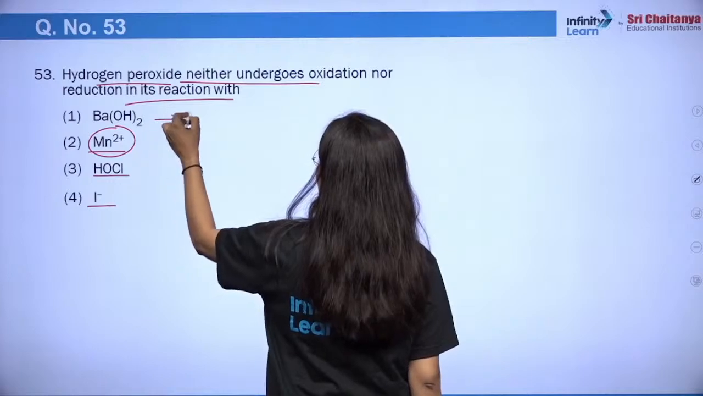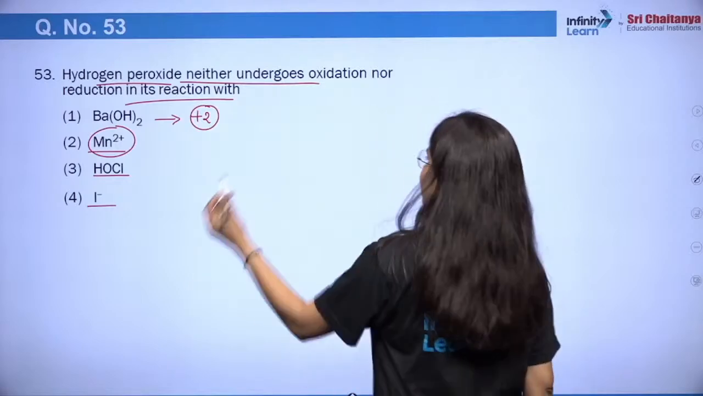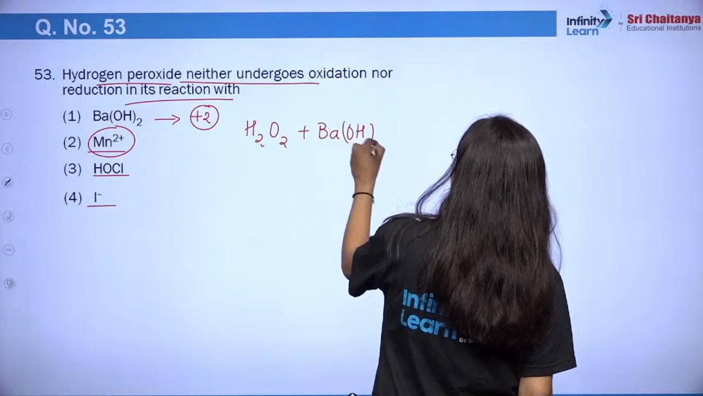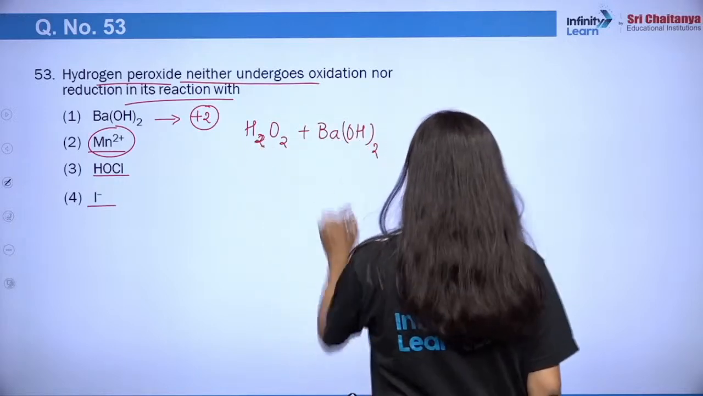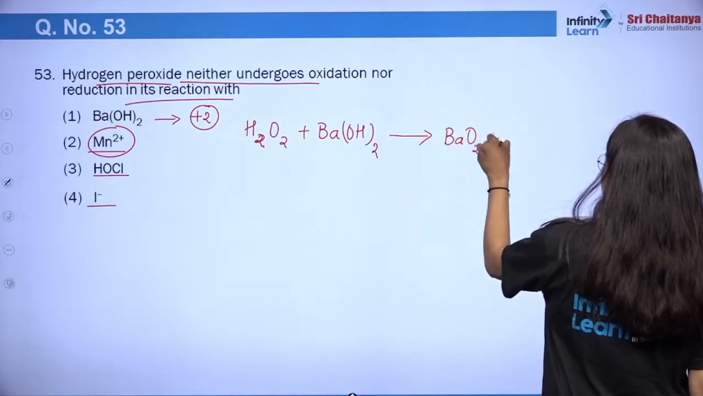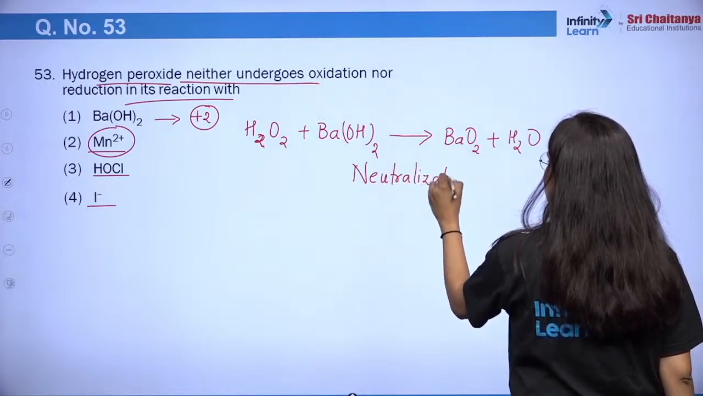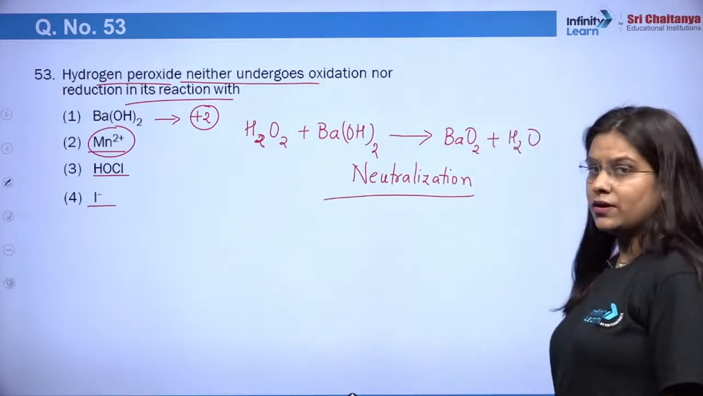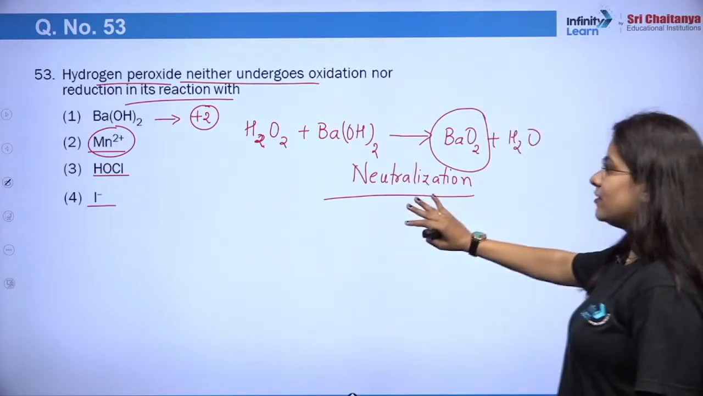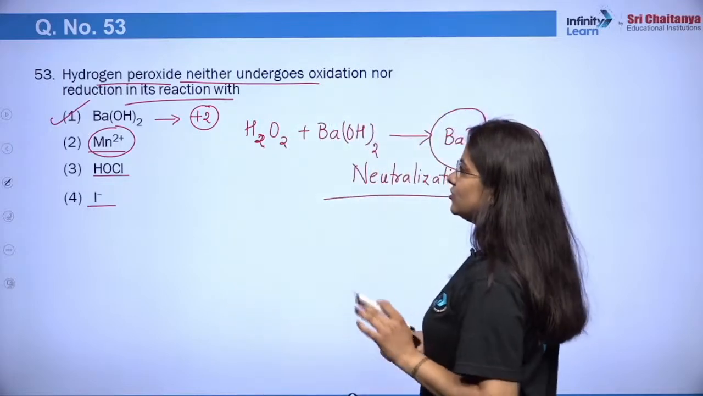Now when I am talking about barium hydroxide, barium is in +2 oxidation state. It can change its oxidation state, but with hydrogen peroxide what happens? H2O2 plus barium hydroxide. This is actually a neutralization reaction. Here it will behave as an acid, it will behave as a base, and neutralization reaction will take place forming BaO2 plus water. So this is now a neutralization reaction. Instead of a redox reaction, you will see that the oxidation states will remain the same here, and it will form barium peroxide, right? And it is a neutralization reaction which is not a redox reaction. So what is my answer? Answer is option number 1. Clear? Moving to the next question.